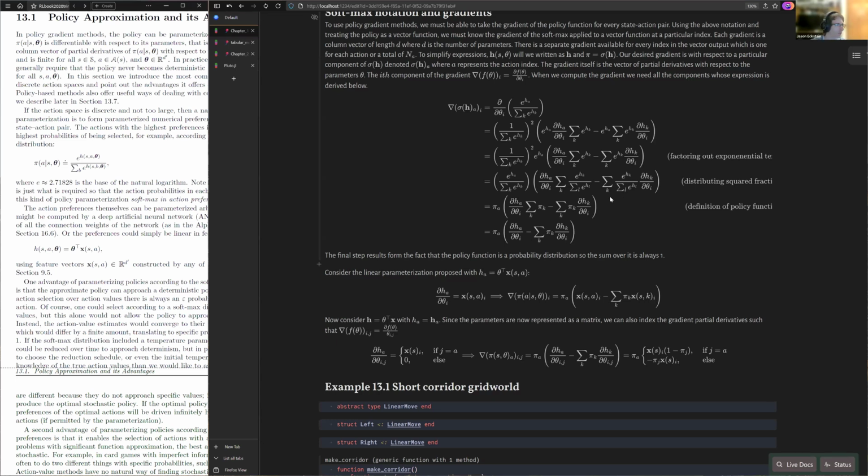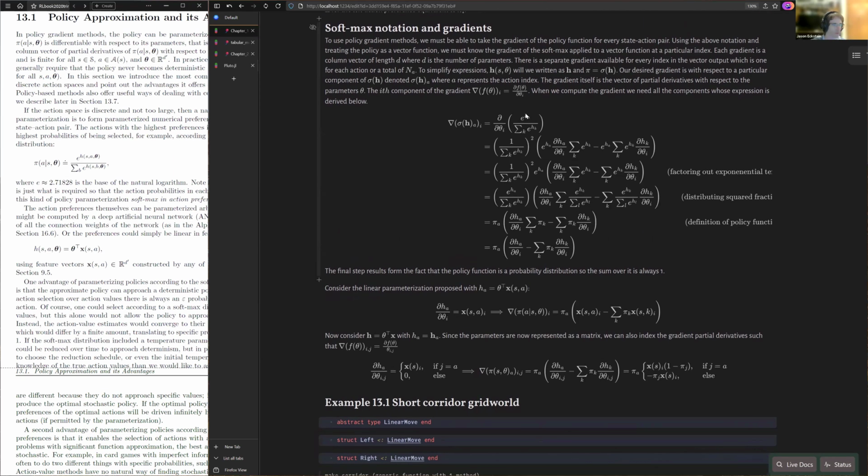So any questions so far about this, computing the gradient of the softmax?